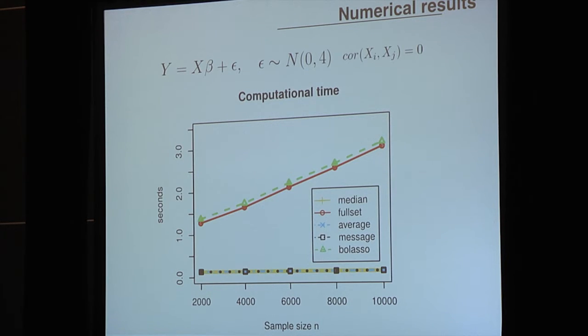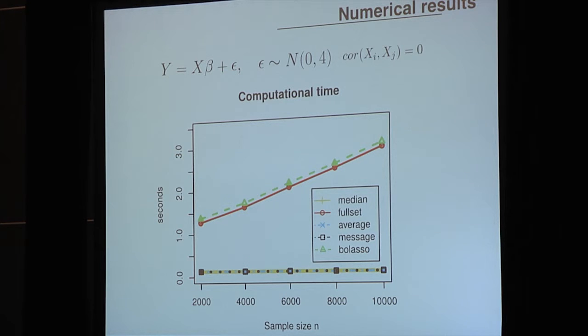And third, we are looking at the computation time. Because median, average, and message are in the inversely parallel framework, and we fix the subset size, the computation time for these 3 methods is constant, even with the increasing sample size. But the full set and the bootstrap Lasso are increasing linearly with the sample size.